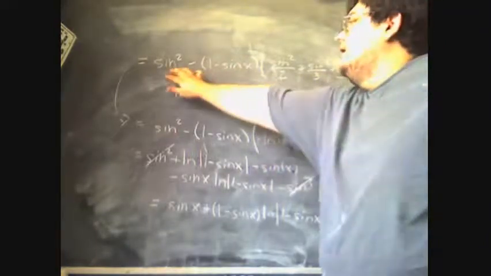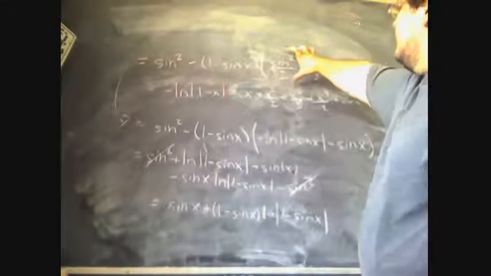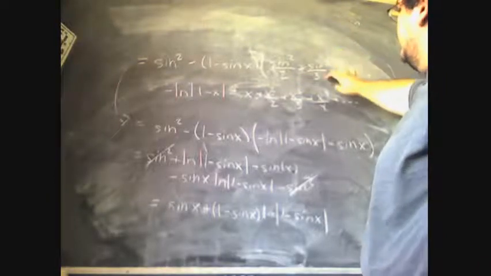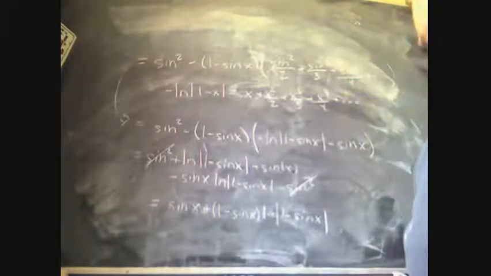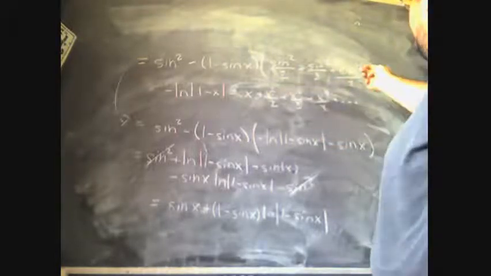Alright, so refactoring out our 1 minus sine x term from this side, we still have our sine squared on this side, and now we have this product, sine squared over 2 plus sine cubed over 3 plus sine to the 4th over 4, etc. So now you're thinking, what do we do with this?